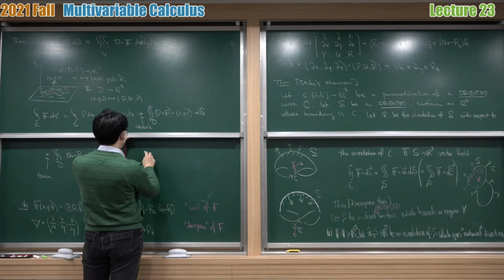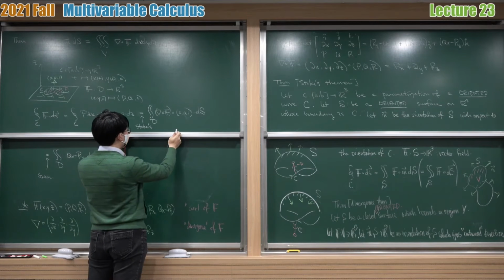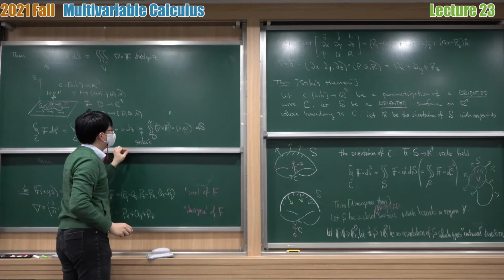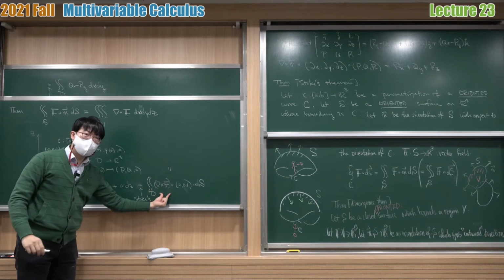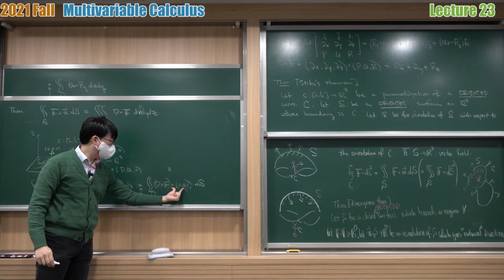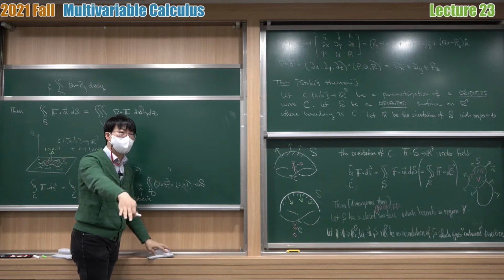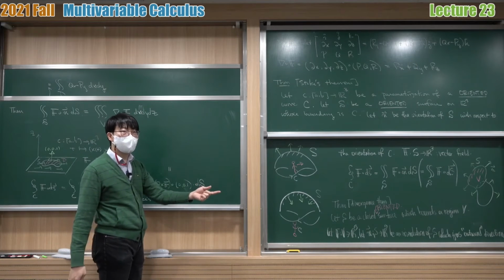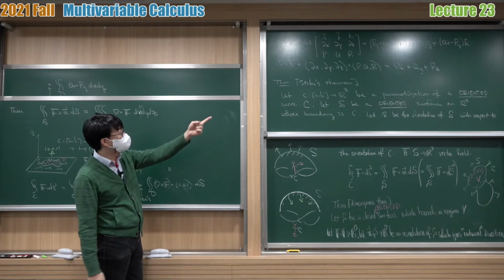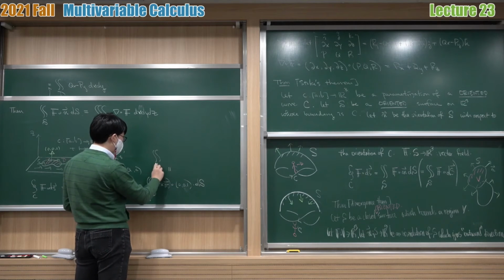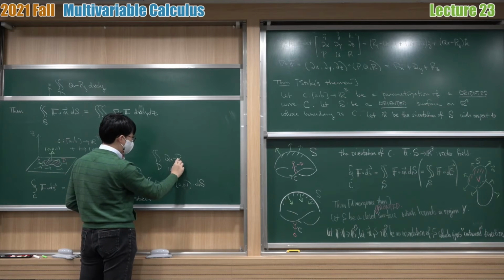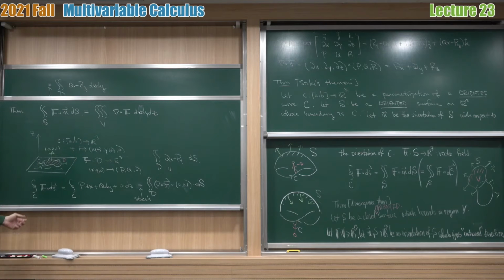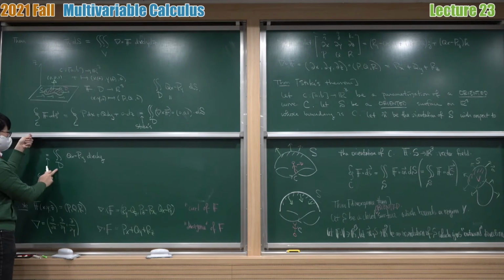So let's think about what happens here. We had three components for the curl. But when you take the inner product with (0, 0, 1), everything disappears except the last one. So what was the component for the last one? q_x minus p_y, right? So we have that one, q_x minus p_y, and we're going to take a surface integral. Okay? So compare that with this.